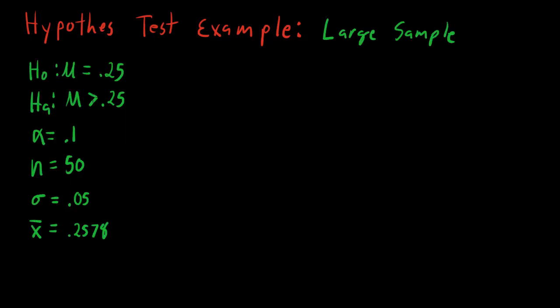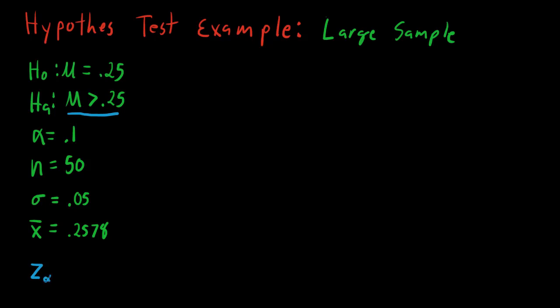For our second example, we're again going to do a large sample test. So our null hypothesis in this one is mu is equal to 0.25. And our alternative hypothesis is that mu is greater than 0.25. So at that point, because our alternative is mu is greater than 0.25, we know it's a one-sided test. We have our alpha is equal to 0.1, n is equal to 50, sigma is 0.05, and x bar is 0.2578.